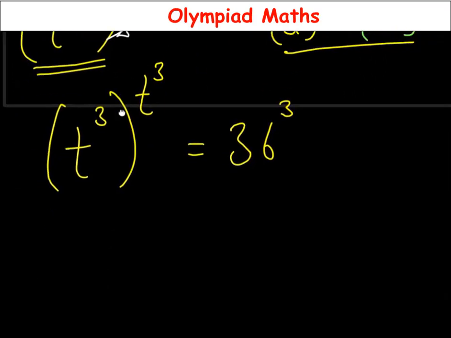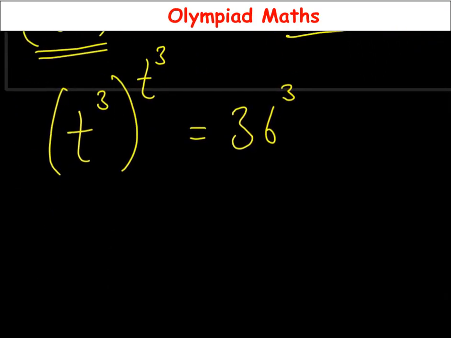Now at this junction, for us to continue to solve this further, the next thing we are going to do is to look at the left hand side of the equation. Looking at the left hand side, this is the base. The base is t raised to power 3, and this right here is the power. The power is t raised to power 3. Now, if you observe closely, the base and the power are equal to each other. We have t power of 3 as the base, and t power of 3 as the power.